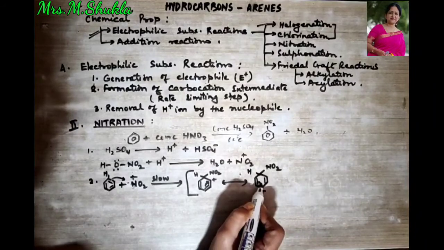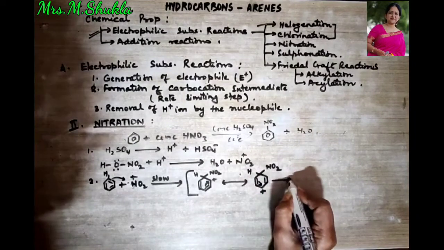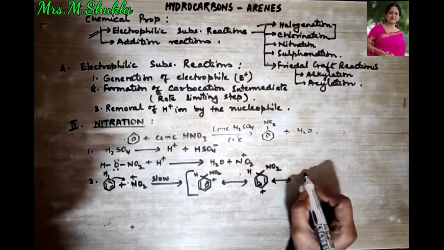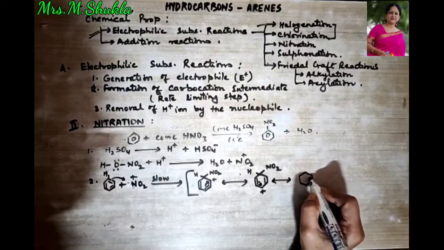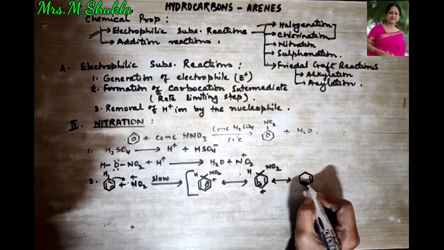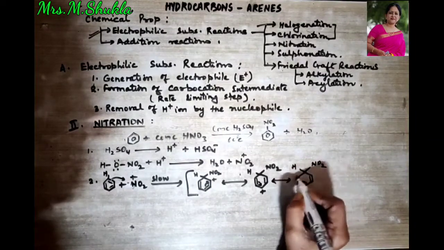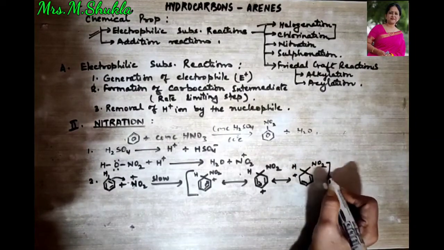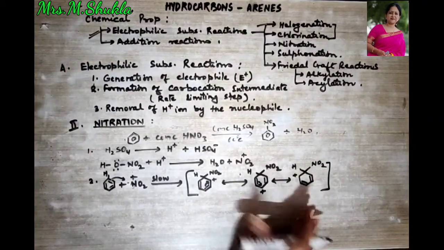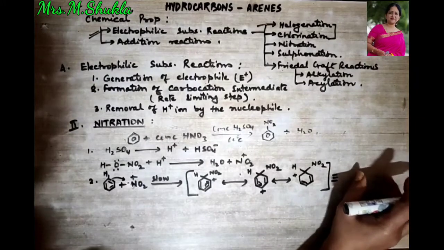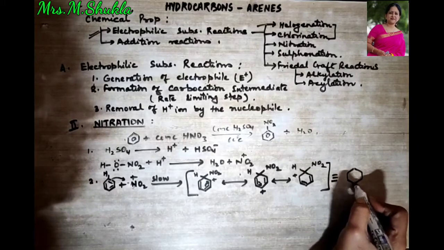Now what happens? The electron is going to shift, so your positive charge will get shifted to your ortho position. So double bond is here, double bond comes here, this is H, NO2, this is plus. So these are your resonance structures where it tries to stabilize itself. And what is the resonance hybrid? What do we get over here? Let us look at the structure of the resonance hybrid.